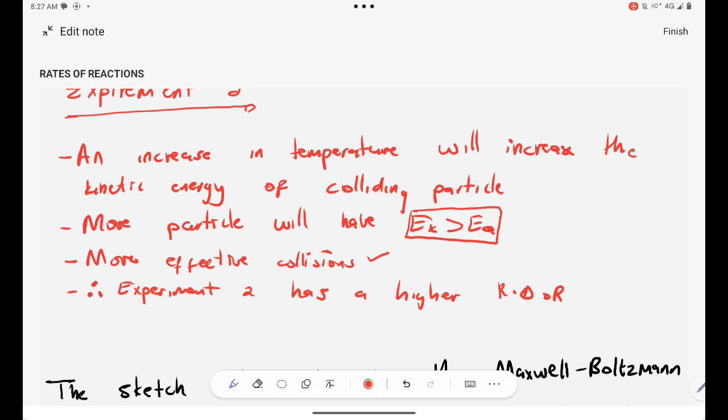Are you together? Please note that whenever you increase temperature, I'll repeat, whenever you increase temperature, you will always increase the kinetic energy of your colliding particles. And obviously the opposite is true. If you decrease temperature, you will always decrease the average kinetic energy of your colliding particles. So please, guys, keep that in mind.